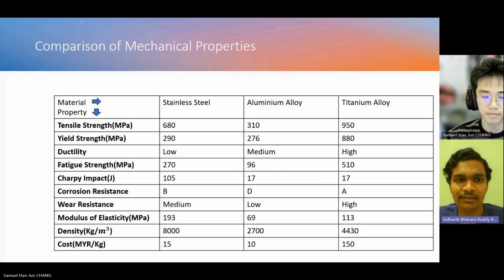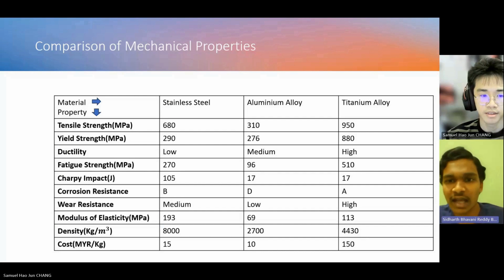Now we can see a direct comparison of the materials and key properties. As we can see, titanium alloy excels in most of the properties by a far range. It has a high tensile strength, high yield strength, and wear resistance, and corrosion resistance is high as well.